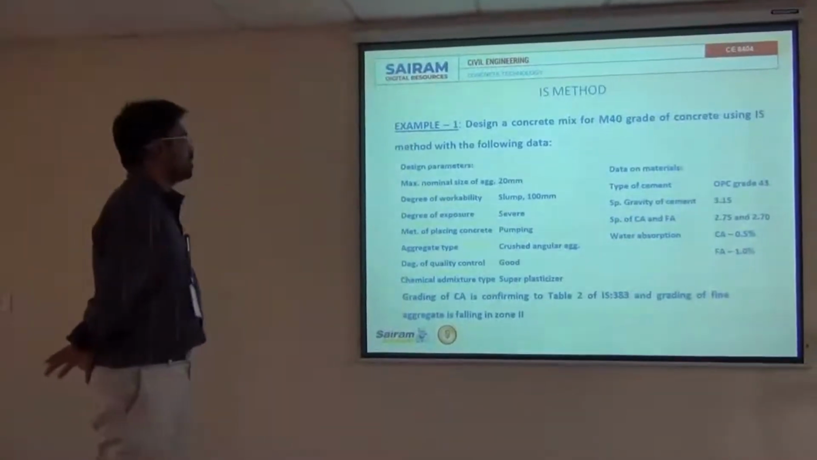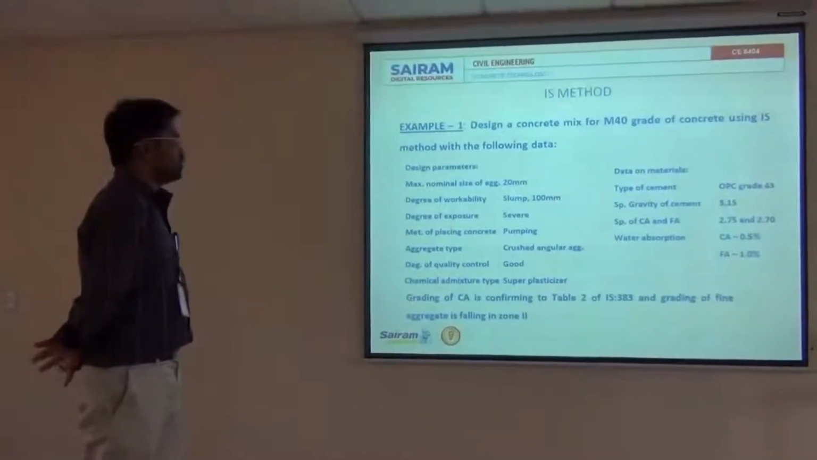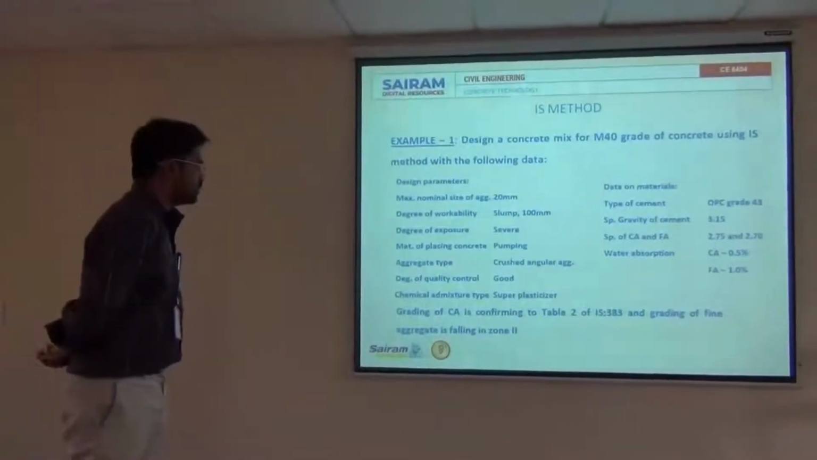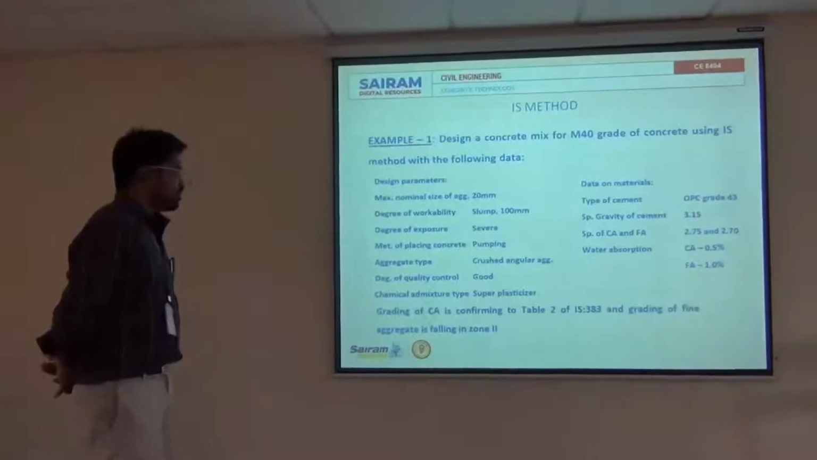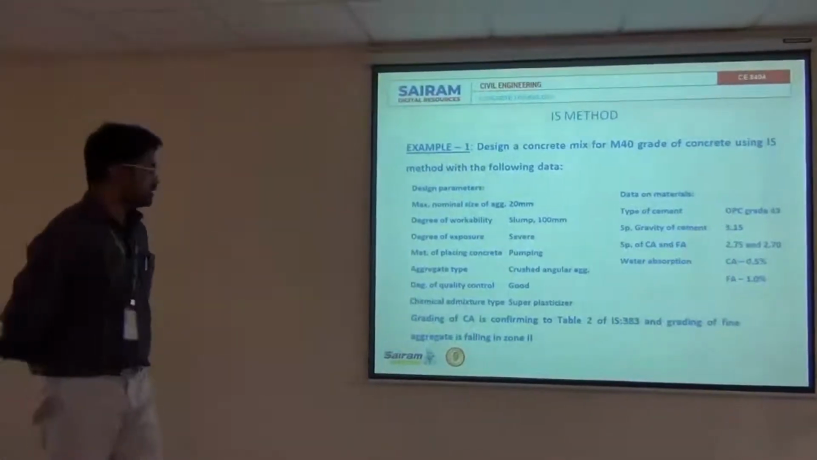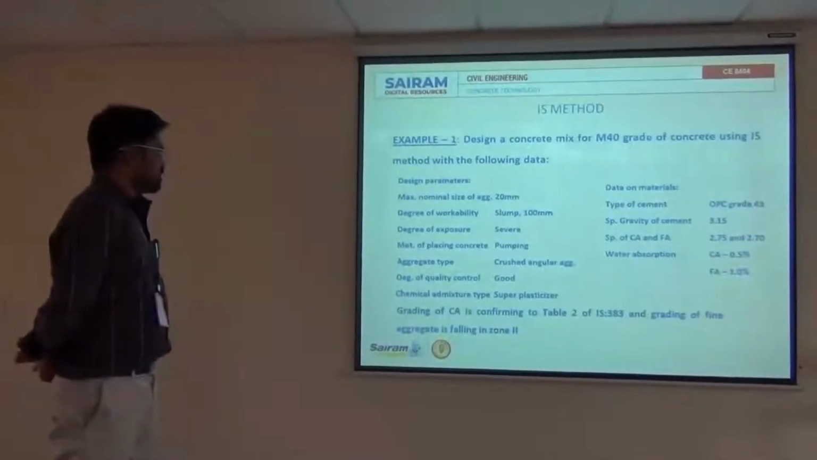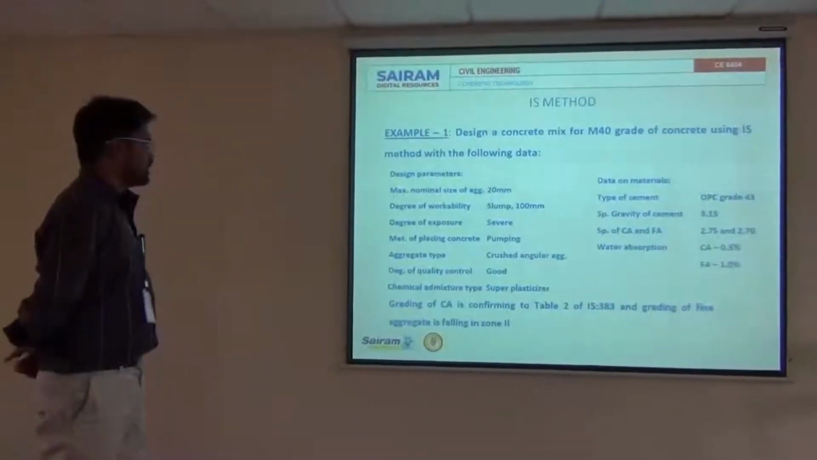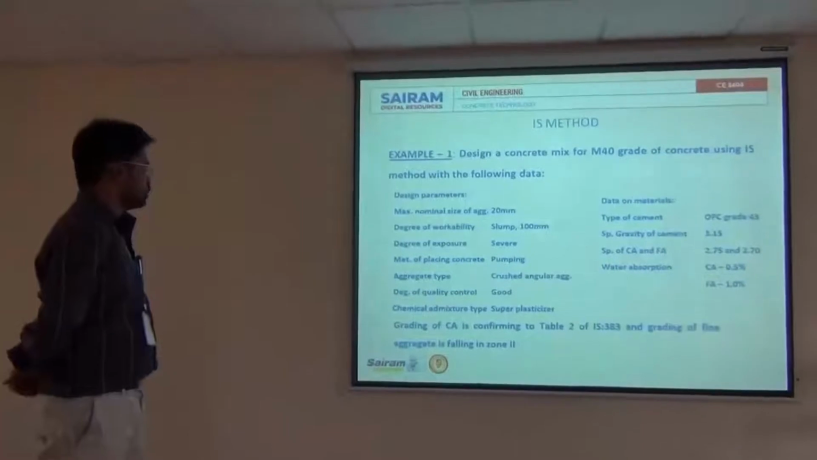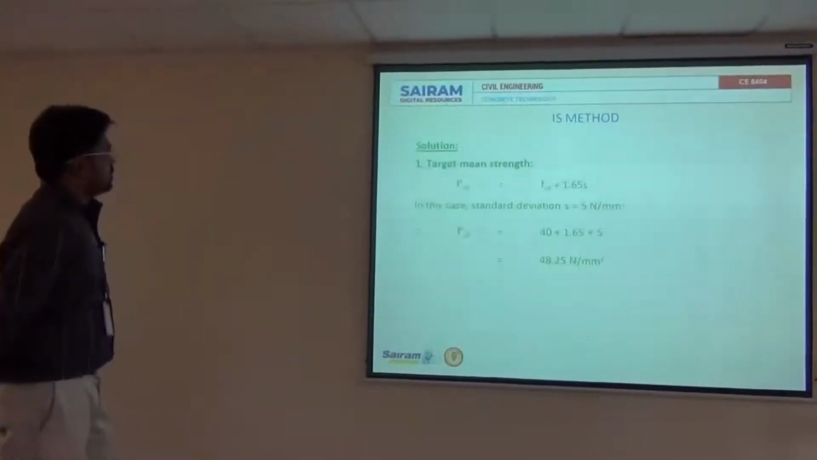On the other side, data on material: type of cement is OPC grade 43, specific gravity of cement, coarse aggregate and fine aggregate are given, water absorption percentage, and regarding the surface condition they are given, chemical admixture type superplasticizer. Grading of coarse aggregate is conforming to table 2 of IS 383 and grading of fine aggregate is falling in zone 2. Okay. Step by step we follow.